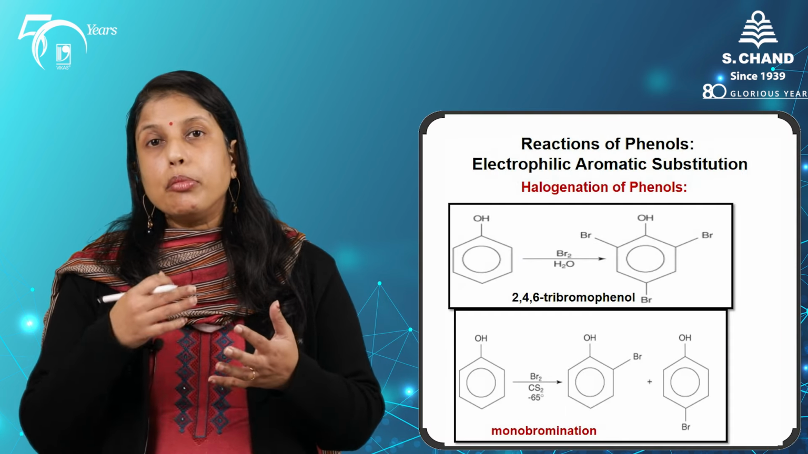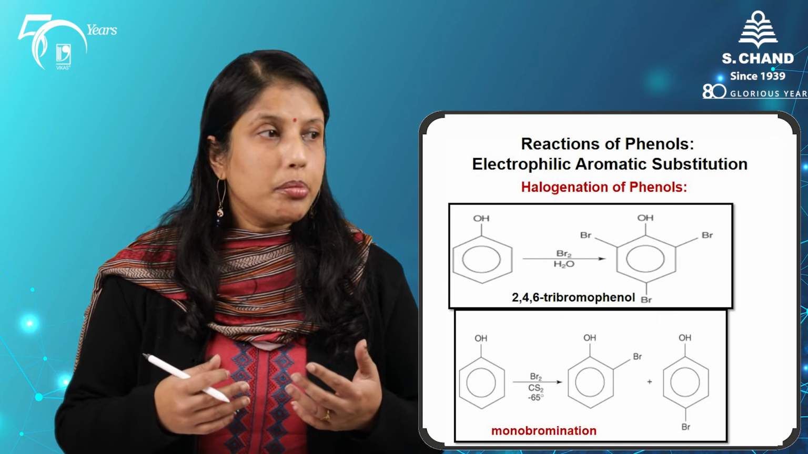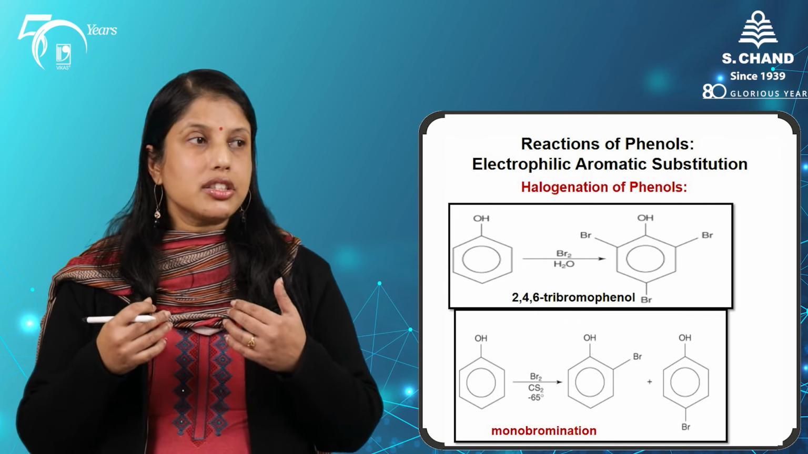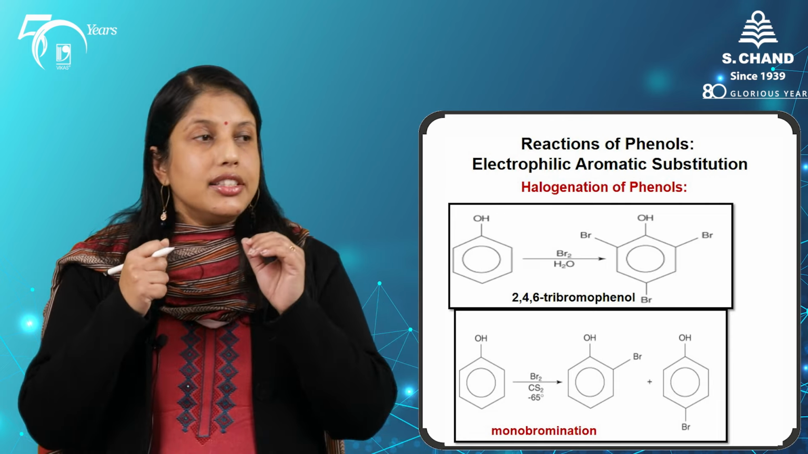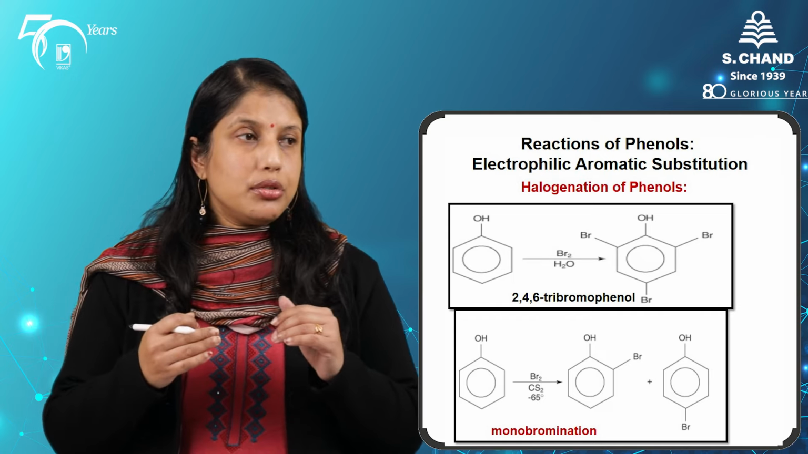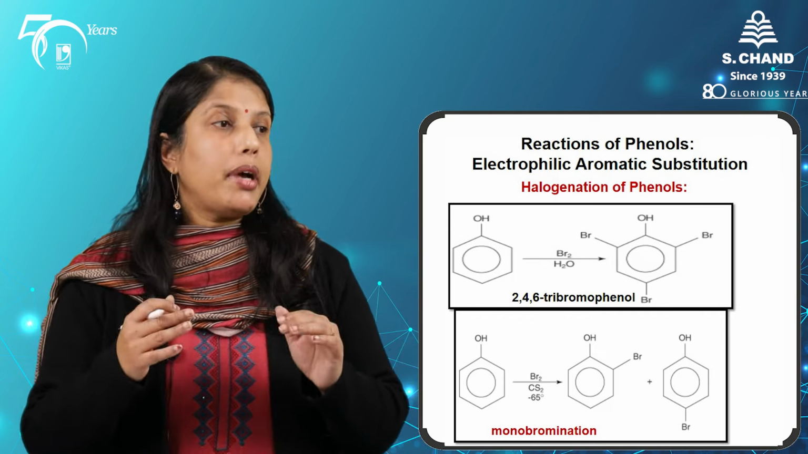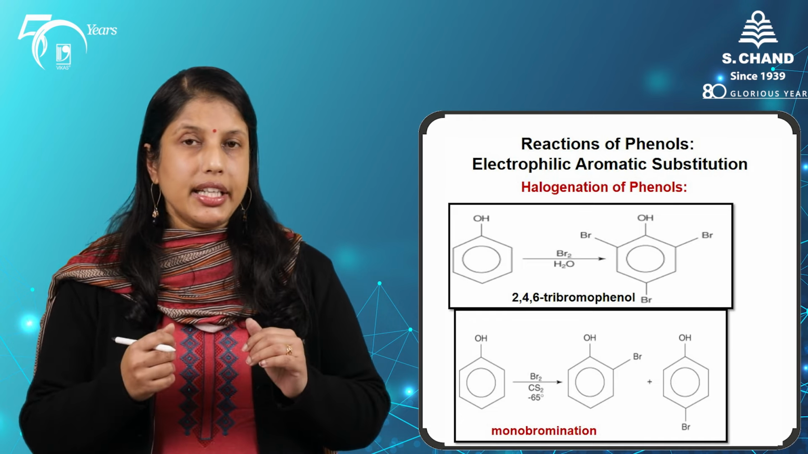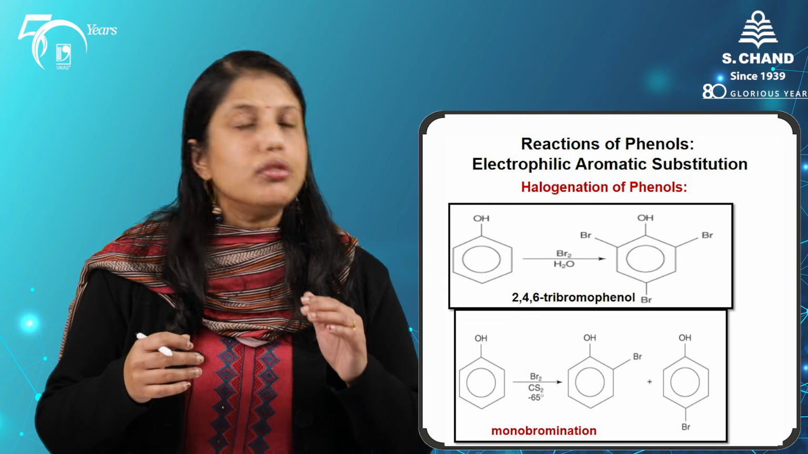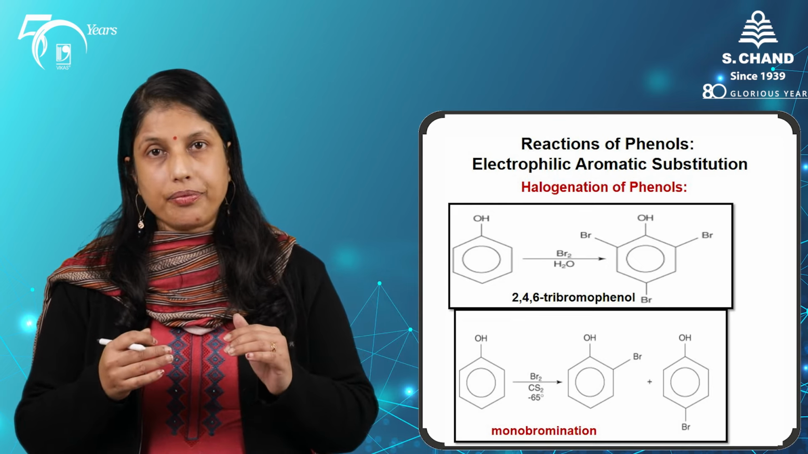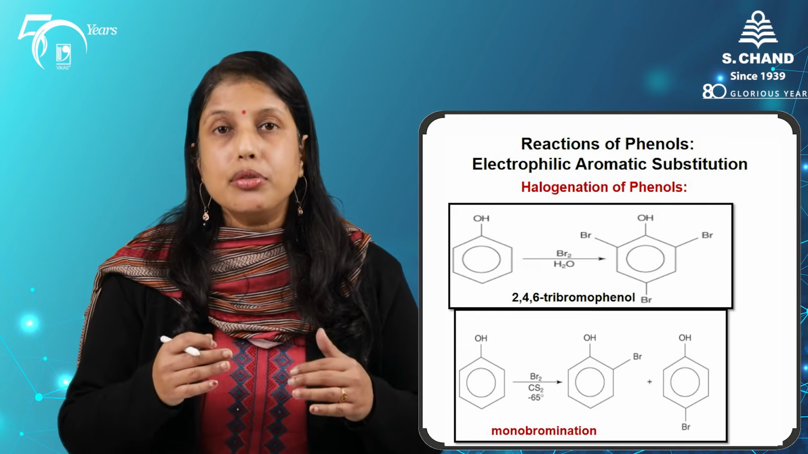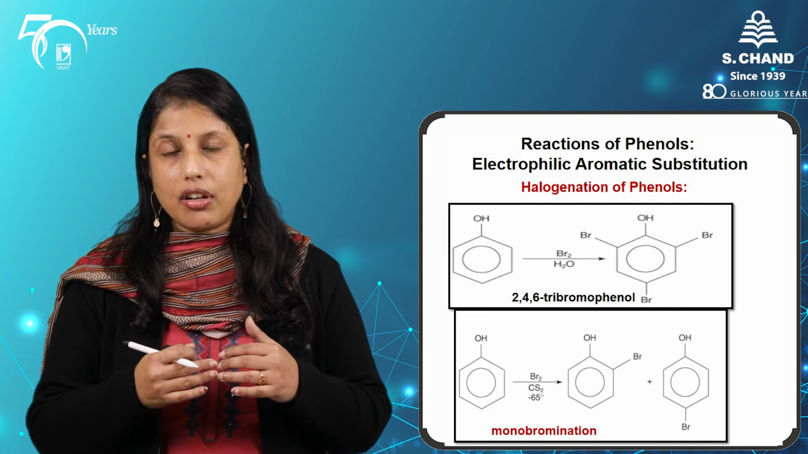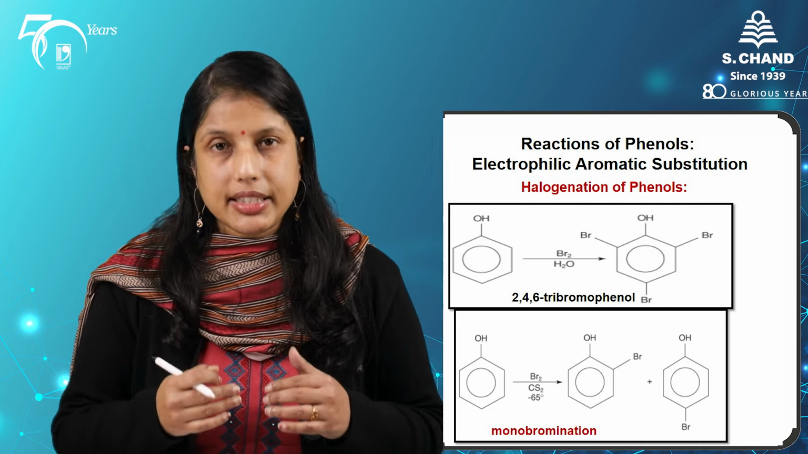Phenols will react with halogens to yield either the mono, di or the tri-substituted products depending upon the reaction conditions. So for example, when phenol is treated with an aqueous bromine solution, then all the ortho and the para positions will get brominated, and we end up getting the 2,4,6 tribromophenol. However, if the same reaction is done under low temperatures using carbon disulfide as our solvent, then monobromination takes place.